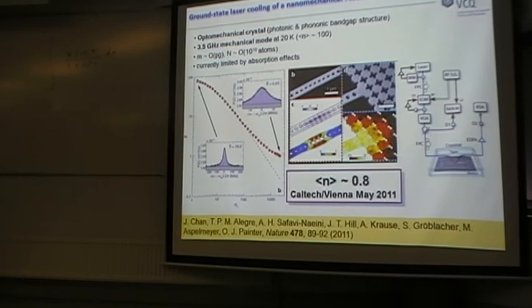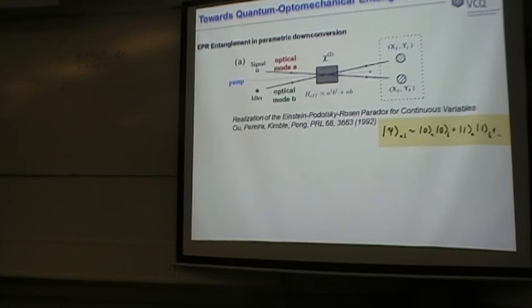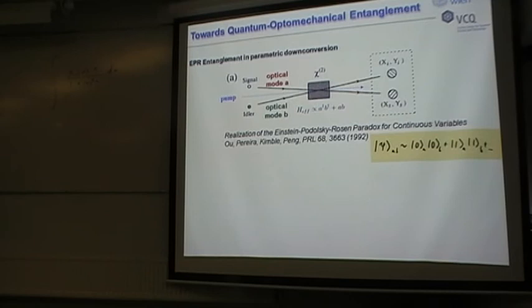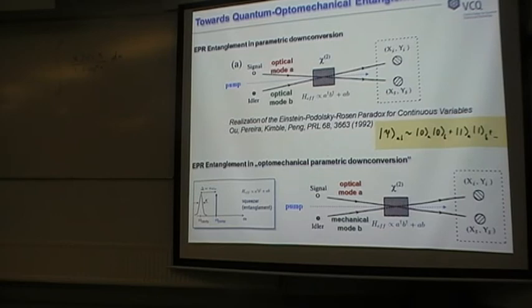Well, you can go on, but you just have to believe me, you can also do entanglement, that's something we're working on right now, by just exploiting this picture that I told you. This is how people in quantum optics generate continuous variable entanglement, using the down-conversion interaction, and again, we can also do that, and that's what we're working on right now. It's an experiment that is in progress.